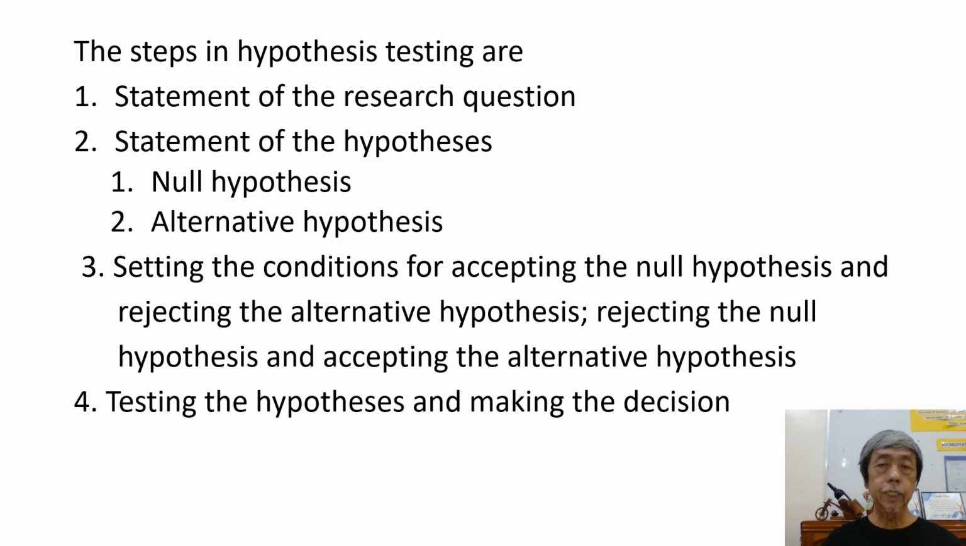The steps in hypothesis testing are: number one, statement of the research question. Number two, statement of the hypothesis, the null hypothesis and the alternative hypothesis. Number three is setting the conditions for accepting the null hypothesis and rejecting the alternative hypothesis, or rejecting the null hypothesis and accepting the alternative hypothesis. And finally, testing the hypothesis and making the decision.